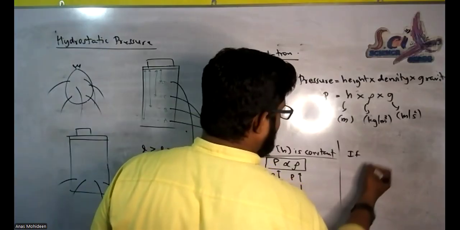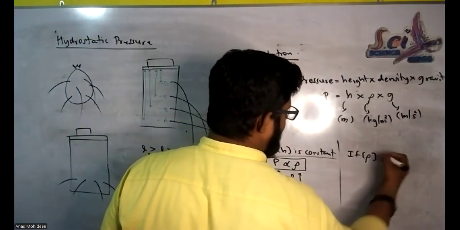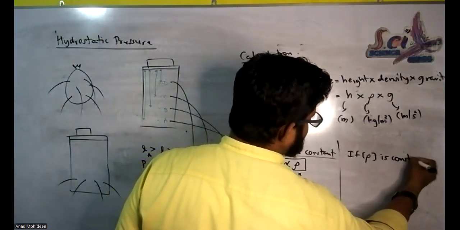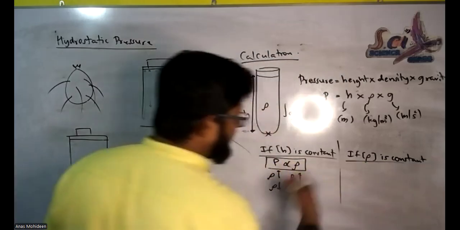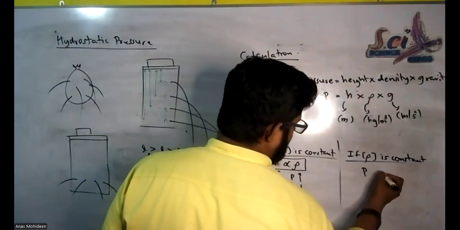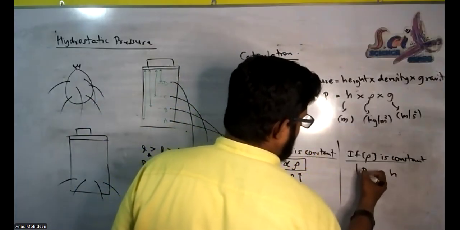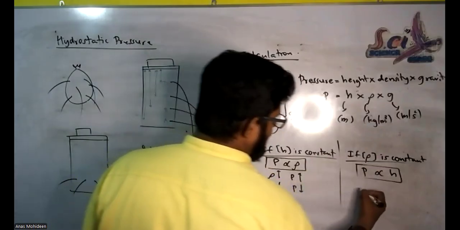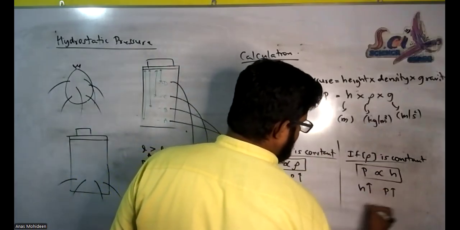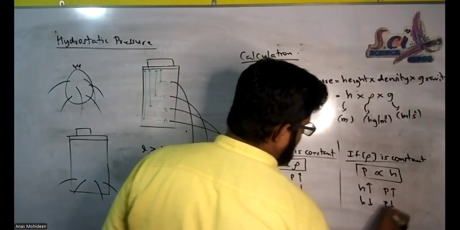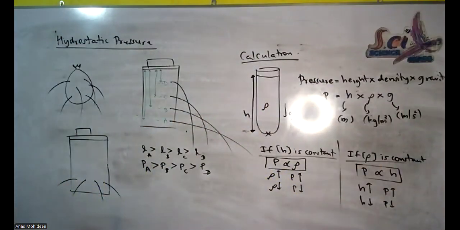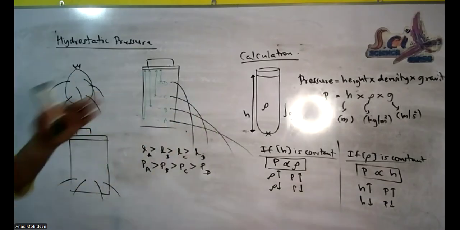And let's say now, if rho is the same, you are comparing only water, but in two instances increasing the height. Then what happens? P is directly proportional to height. For the same liquid, you increase the height, pressure increases. You decrease the height, pressure decreases. So this is the comparison between the factors. Okay, so these are the fundamentals with the equation of hydrostatic pressure.